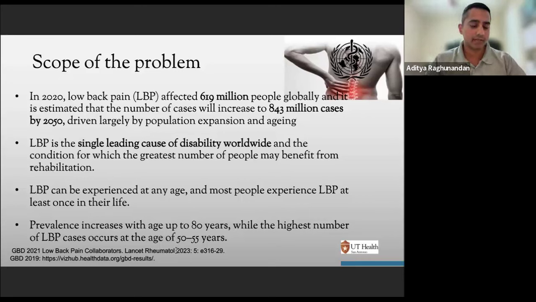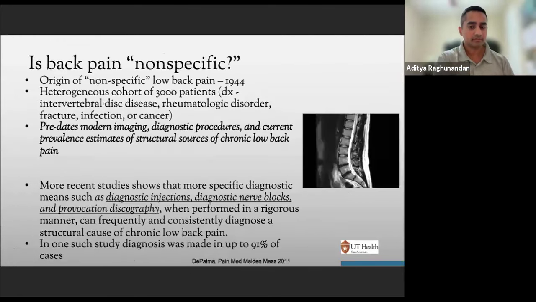In a person's lifetime, most people experience at least one episode of low back pain. Most of this occurs in the 50 to 55-year-old age group, and then after the age of 80, that number starts to diminish quite a bit.